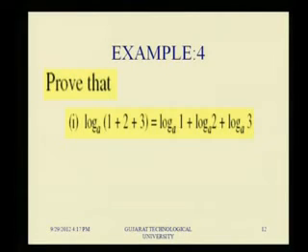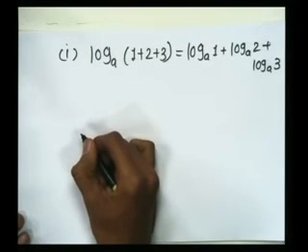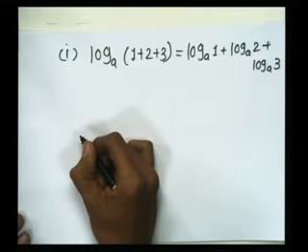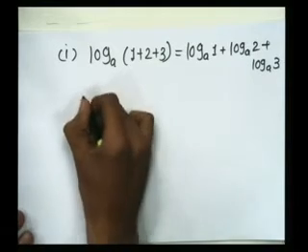Question is log base a of 1 plus 2 plus 3, we want to prove that it equals log base a of 1 plus log base a of 2 plus log base a of 3. As we know that log of a plus b is not equal to log a plus log b, but here we want to prove that log a of 1 plus 2 plus 3 equals log 1 plus log 2 plus log 3. This is true in a particular case. Let us see how.